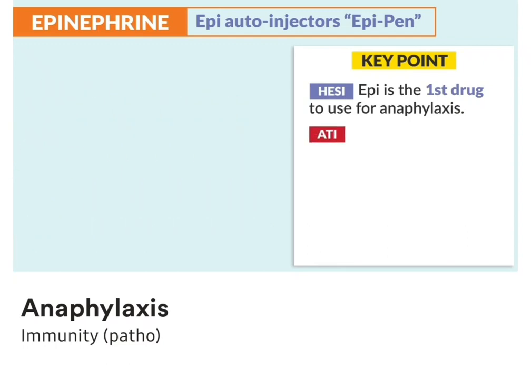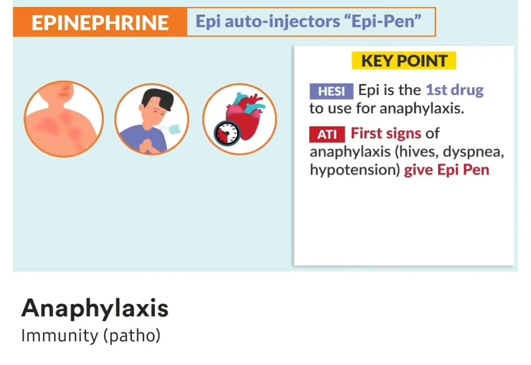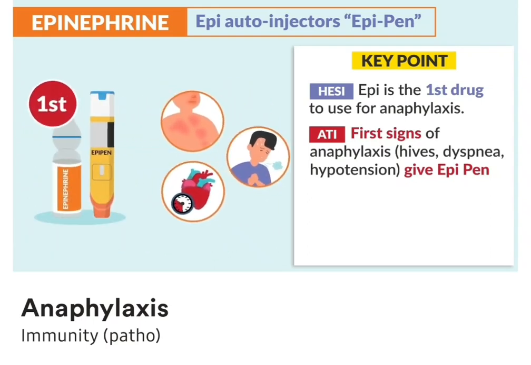And ATI backs this up by saying, first signs of anaphylaxis reaction, those hives, dyspnea, and hypotension, we use an EpiPen. So the key term here to know is it's the first drug for the first sign of anaphylactic reaction. We always use Epi first.